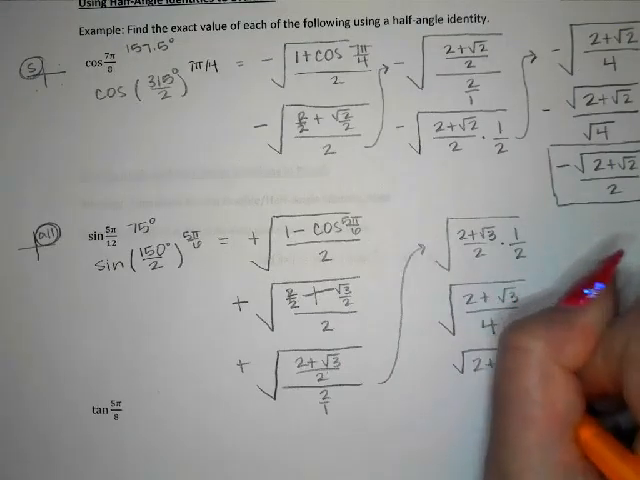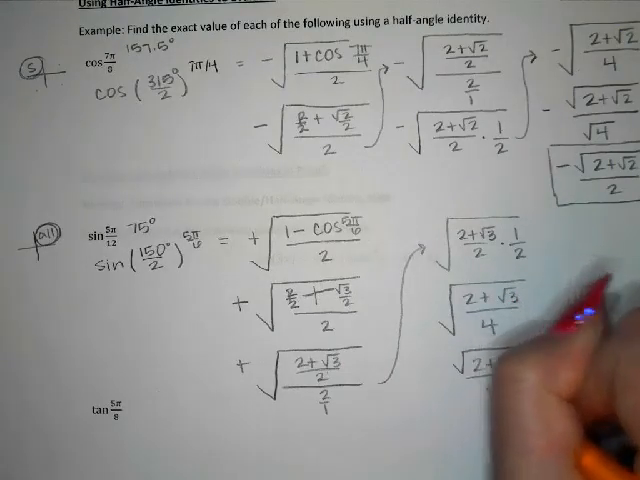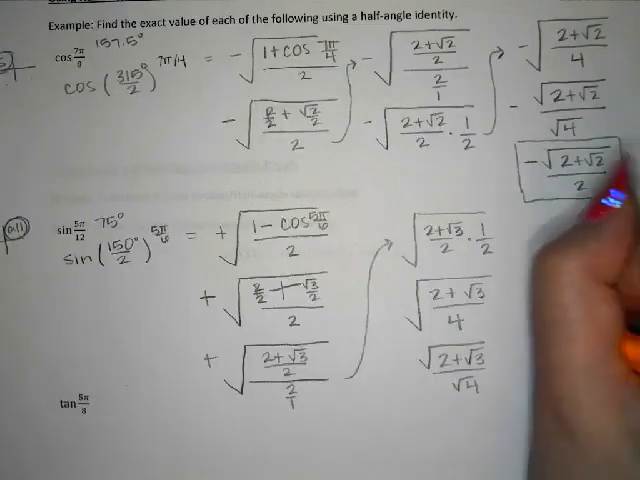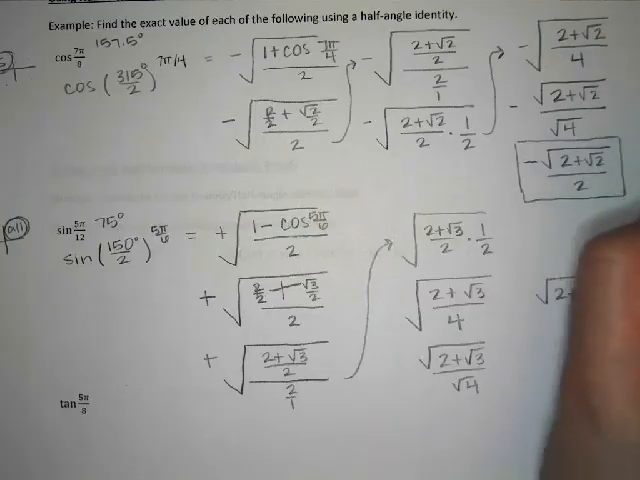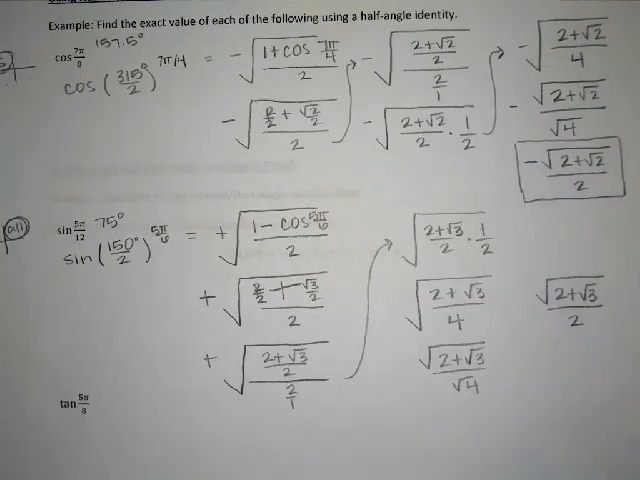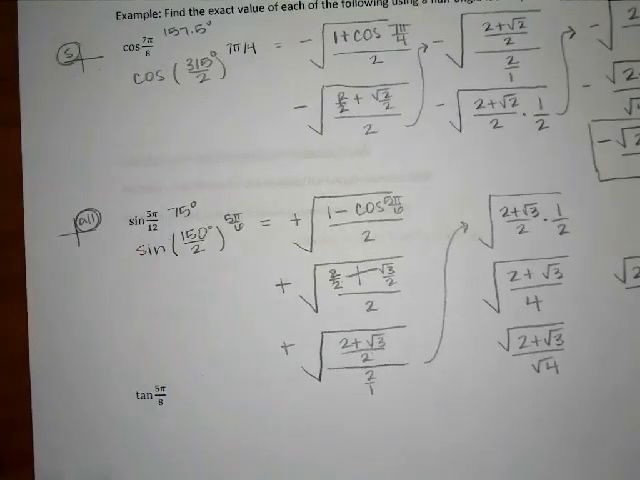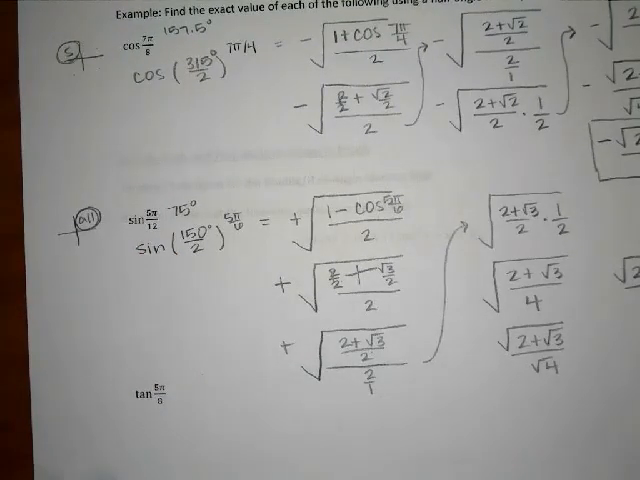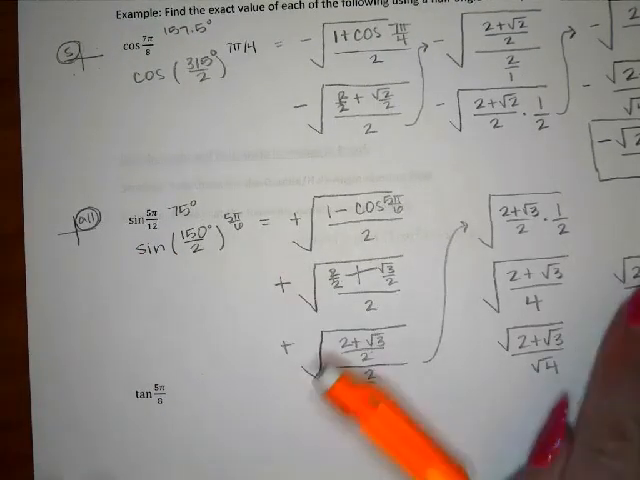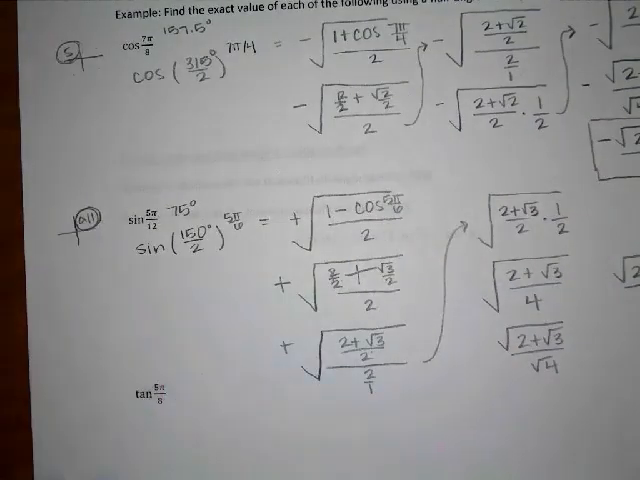And so my final answer is the square root of 2 plus the square root of 3, divided by 2. And if I wanted to check my answer, I could plug that in and find the decimal, and plug this in and find the decimal, and just make sure that they're the same. And I know that it's the positive version because I was in quadrant 1 and sine is positive in quadrant 1. All right, let's go ahead and do tangent.